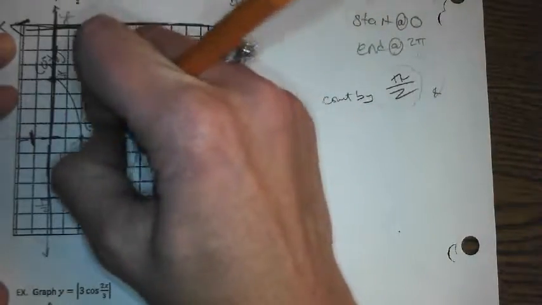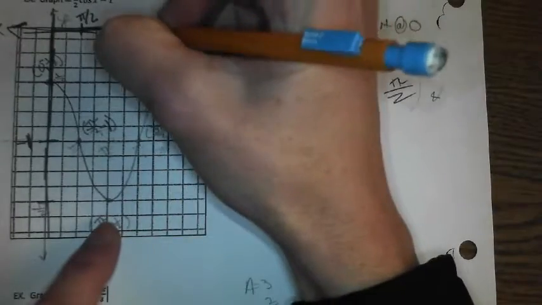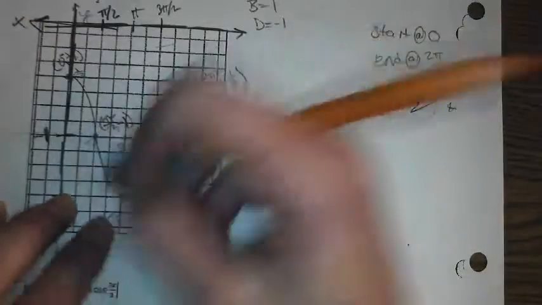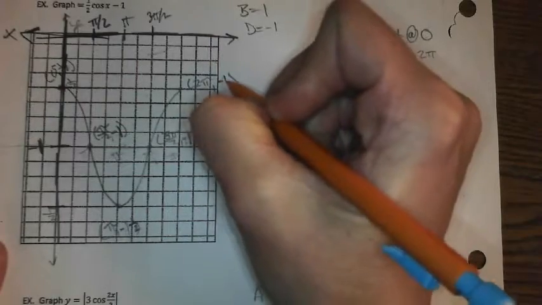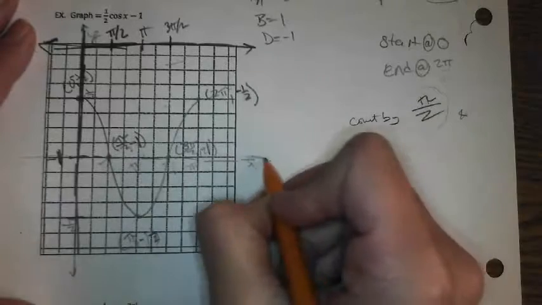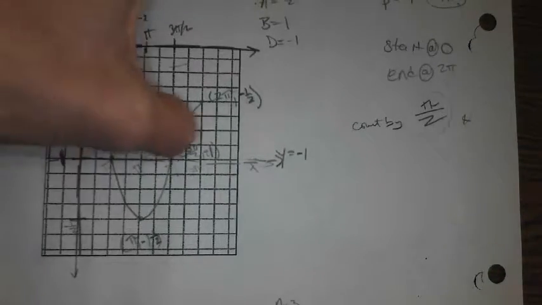Pi over 2, -1. I'm going to label this pi over 2 up here. Pi, 3 pi over 2. So the -1. This is -1.5. This is -1. It's moving all of our y coordinates down 1. So I just moved his x-axis. You should also always label your midline. Y equals -1. Good? That was a quicker fix than we thought, huh, Kyle?